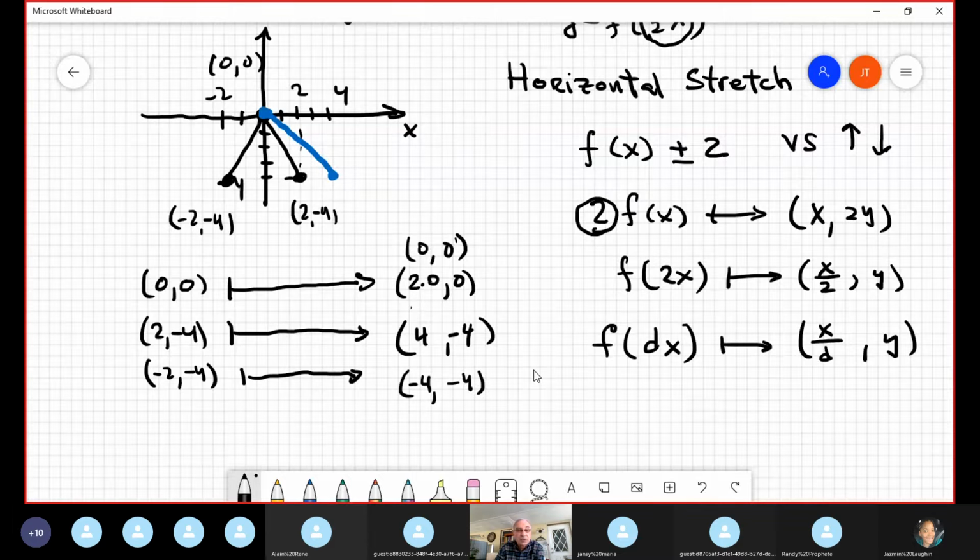Negative four, because you multiply by 2 there. And the transformation is -3, -4 here. This point was 4, -4. This point was -4, -4, no?